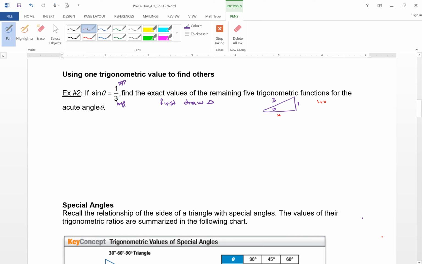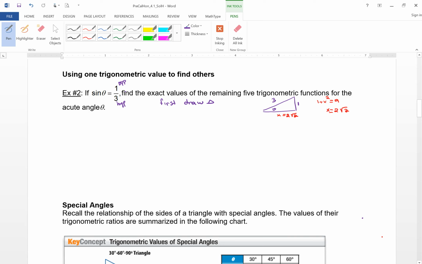So next, to find x, 1 squared plus x squared is equal to 9. x is 2√2. All right. Once you have all 3 sides, you can then go and find your other trig functions.